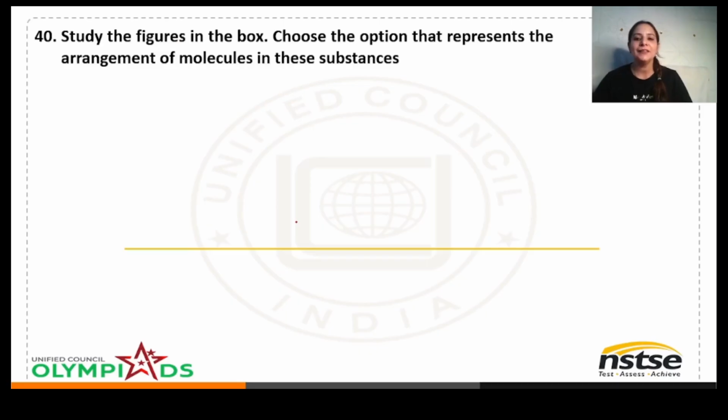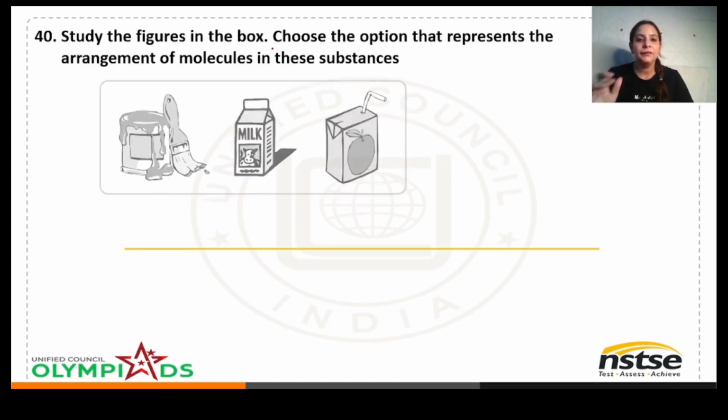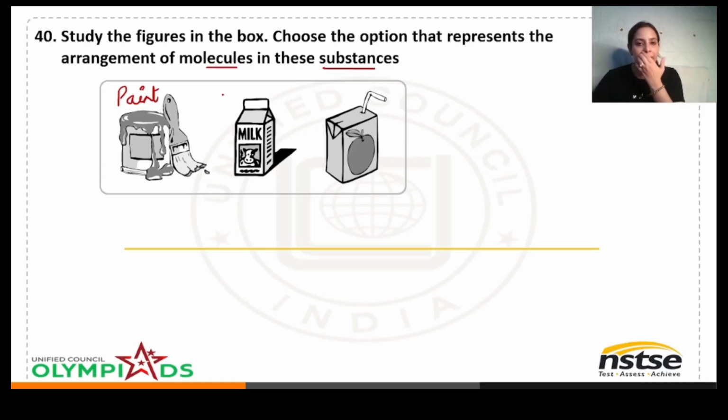Okay, let's look at the next question. Study the figures in the box. Choose the option that represents the arrangement of molecules in these substances. Now, these figures indicate, the first one paint, the second one milk, and the third one, you can see, is a juice. So all three of them are liquids.